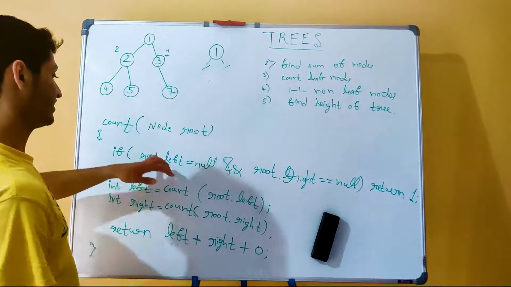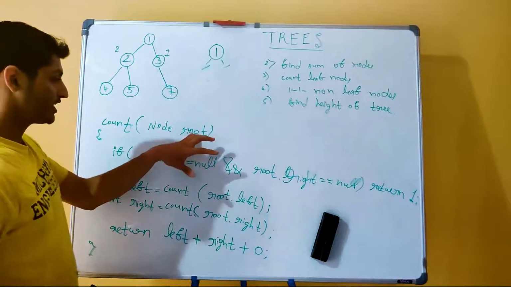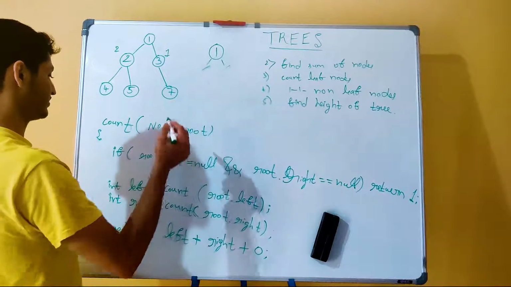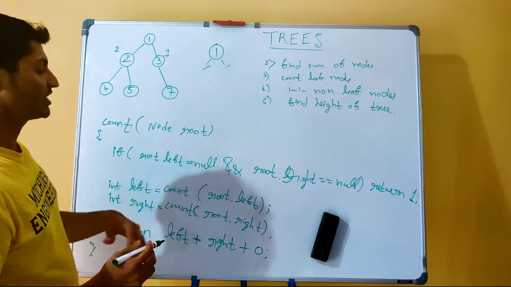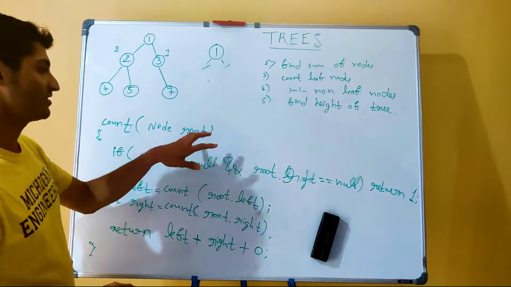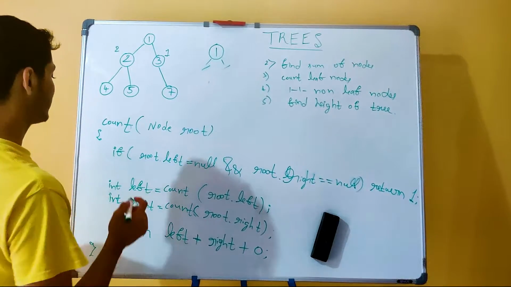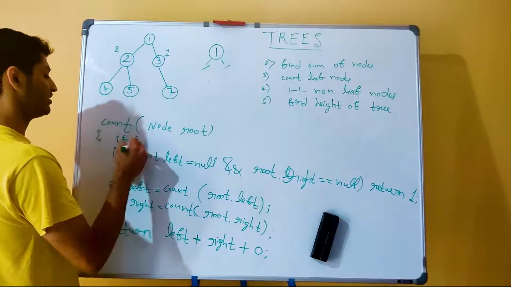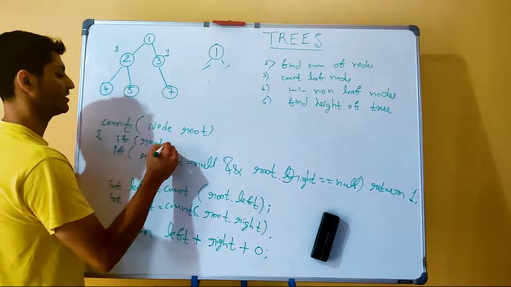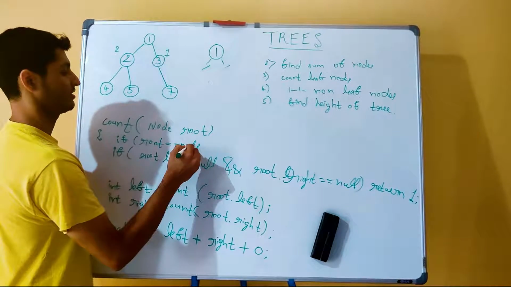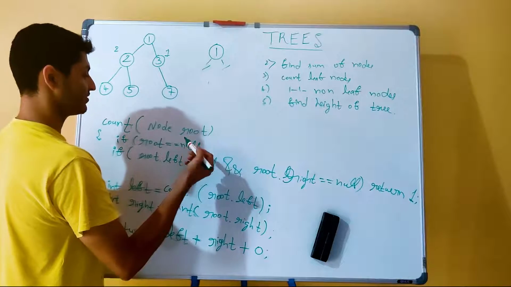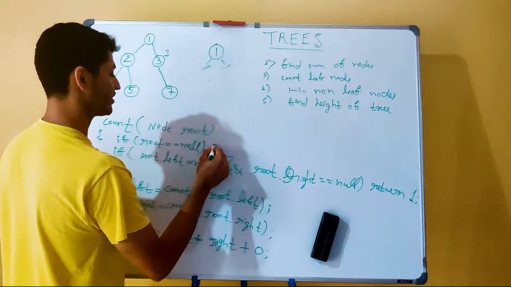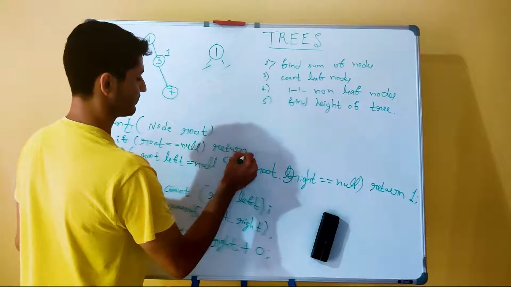Okay, once we find this, let's say somebody gives an empty tree. Let's say root node could be null. So I need to add one more base condition. If root itself is null, then anyway there is no question of number of leaf nodes, so I just return 0.